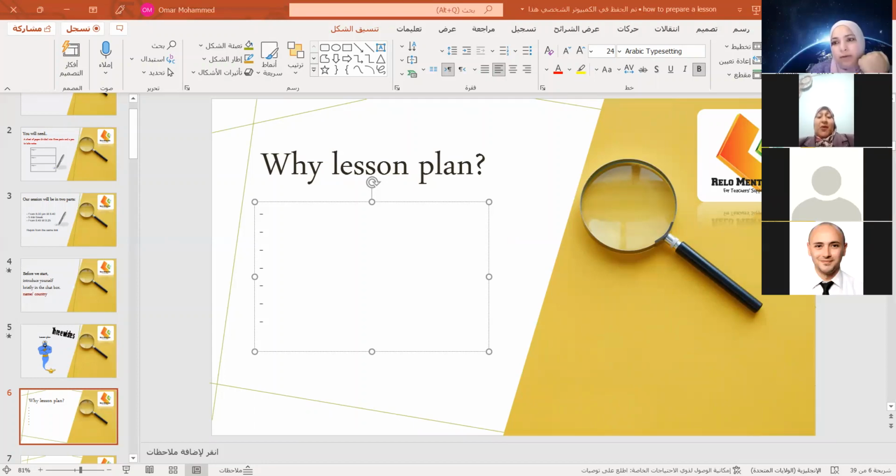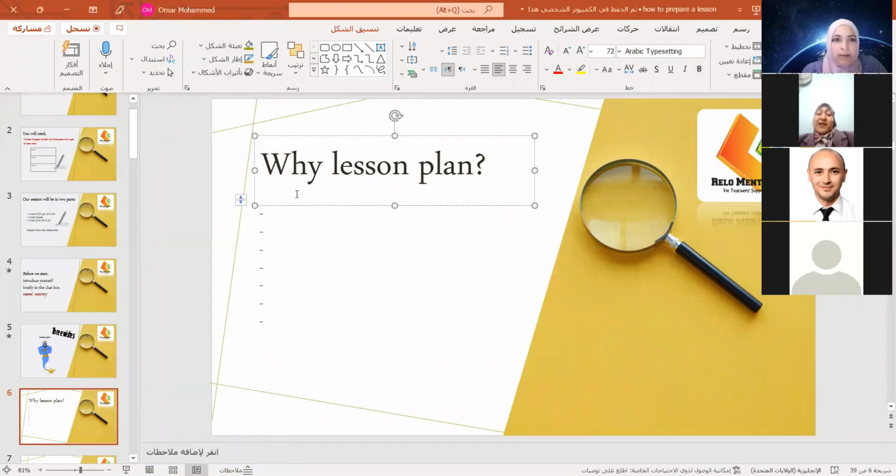To organize our ideas. Thank you. We need the lesson plan to organize ideas. Thank you, Ms. Azza. Hello, Ms. Azza. Thank you for sharing. We need to organize our ideas before starting our lessons in order to be ready for our students. So the first idea here is to organize. Manage our time perfectly. Thank you, Ms. Salwa. So it's about time management.